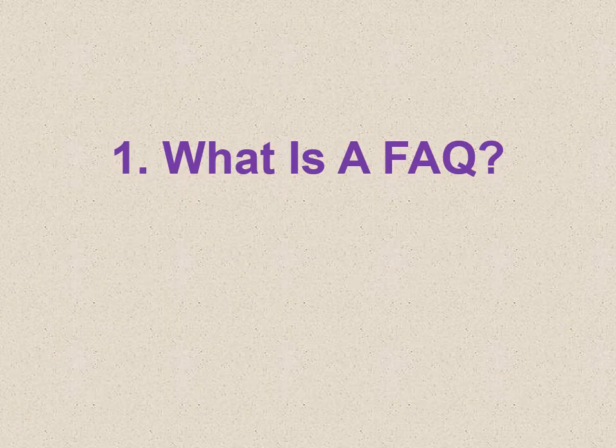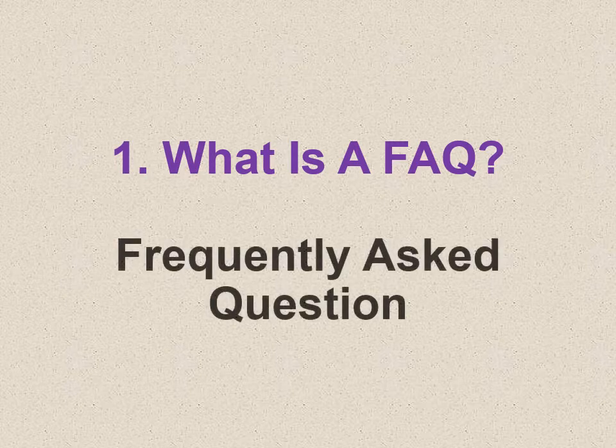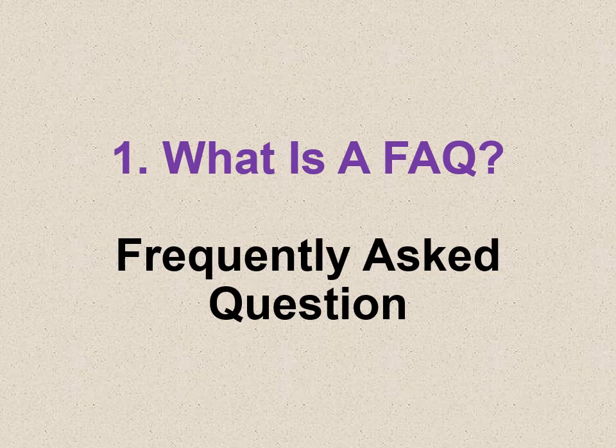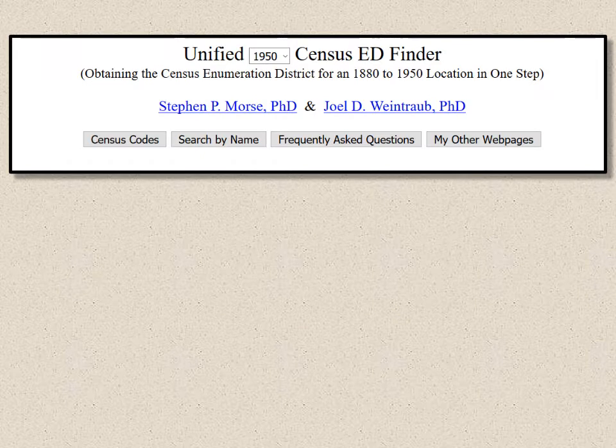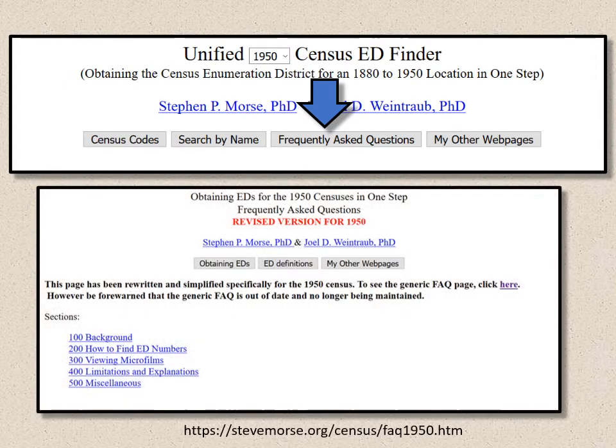Okay, so question number 1, obviously, what is an FAQ? And the answer is it's a frequently asked question. I've made up these questions because I know where the problems are that people run into. The One-Step website, which we will talk about in more detail later, has this main utility called the Unified Tool. And you can see we have a section on frequently asked questions. We just recently revised that. If you clicked on that, eventually you would find a link to the revised version for 1950.